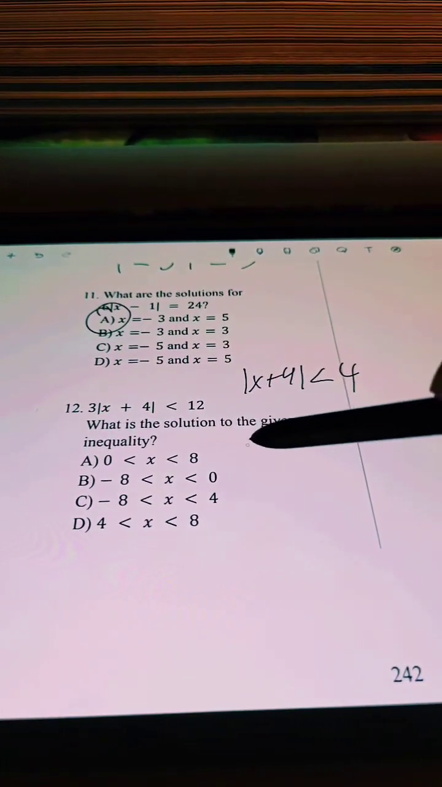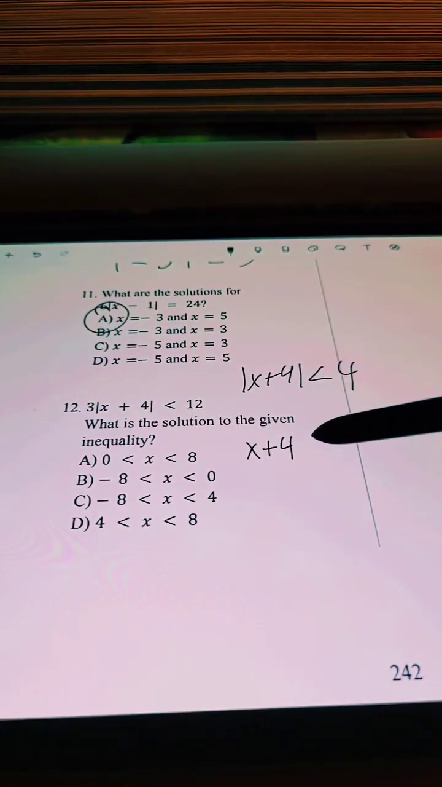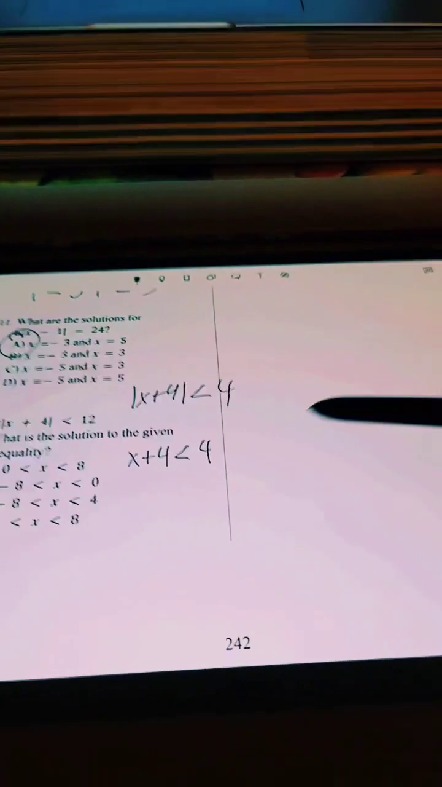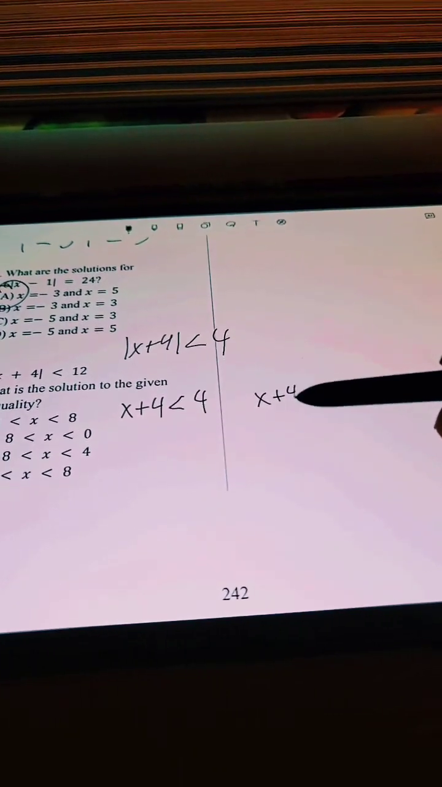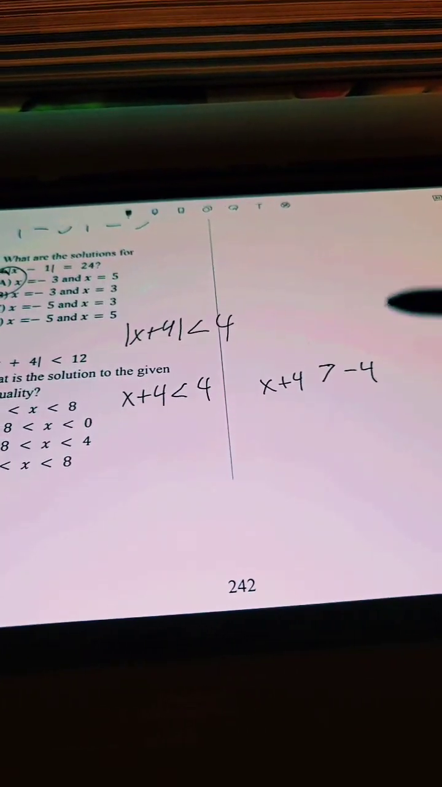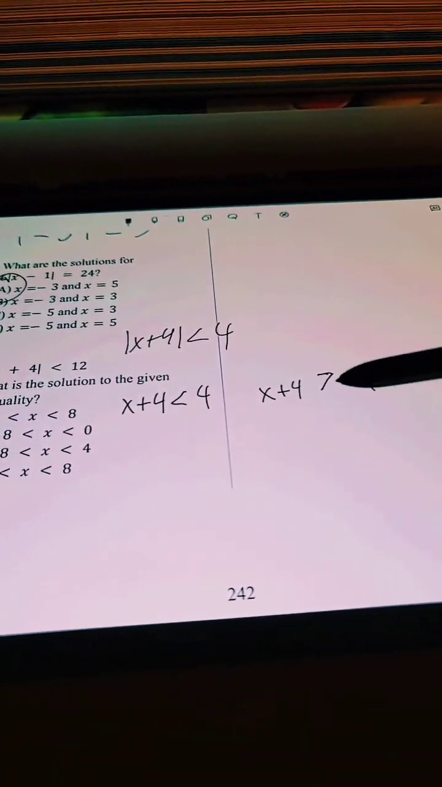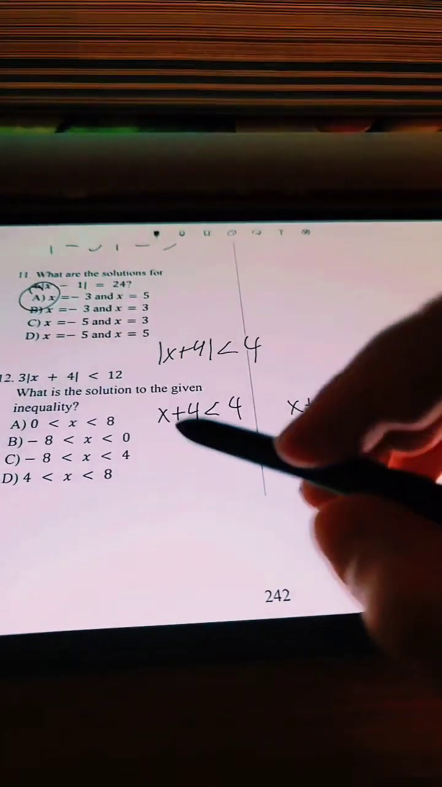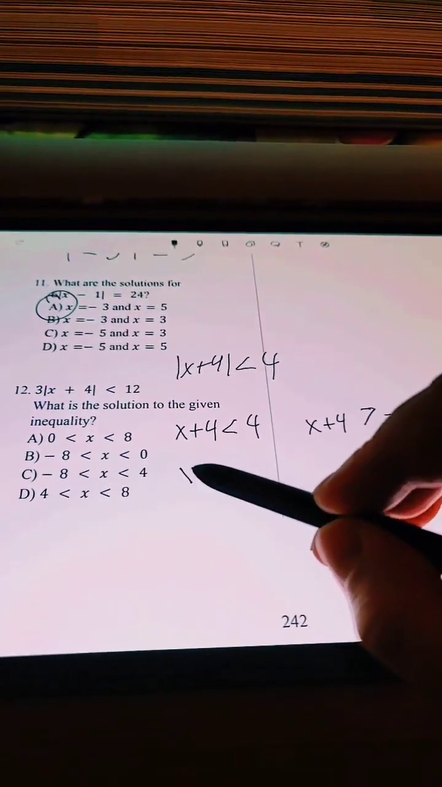And then I'm going to say, okay, x plus 4, since it's an absolute value bars, there's two options. It could be less than 4, or I could say x plus 4 is going to be greater than negative 4, because remember when I change that sign, I have to flip the inequality symbol. So now I'm going to solve for x in each of these scenarios.